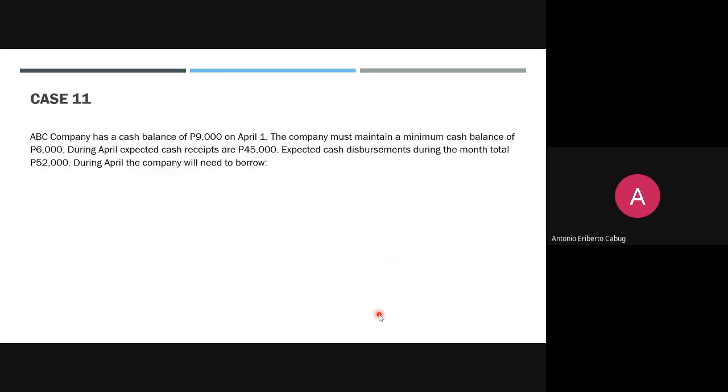I will give you this one, ABC Company. I will give you 2 minutes for this one. ABC Company has a cash balance of 9,000 pesos in April. The company must maintain a minimum cash balance of 6,000 pesos. During April, expected cash receipts are 45,000 pesos. Expected cash disbursements during the month total 52,000. During April, the company will need to borrow how much? Go!